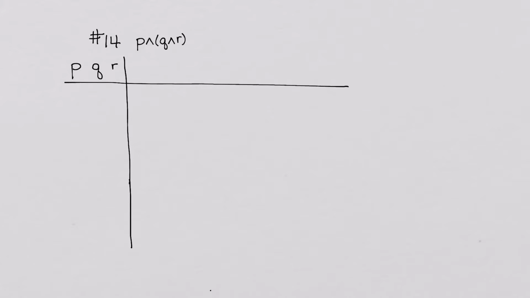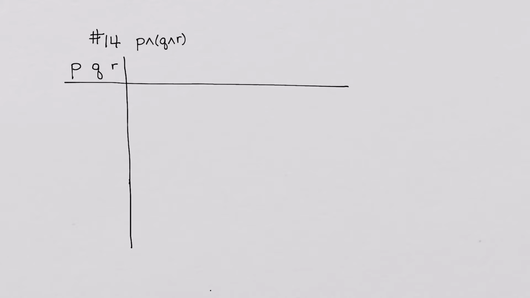So after I fill in my individual unique variables, I'll start with the Q and R sub-statement, I guess you could say. All right, so let's do this. So I have P, I have Q, and I have R. So 3 different variables, which means that I'm going to have 8 rows. So I better make this fairly long. Probably overdoing a little bit, but can always go back and erase.